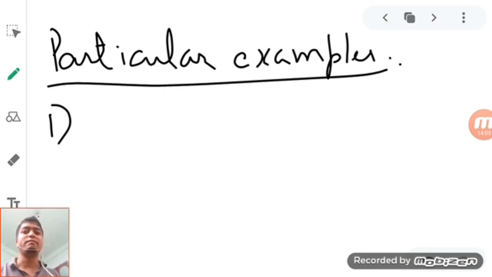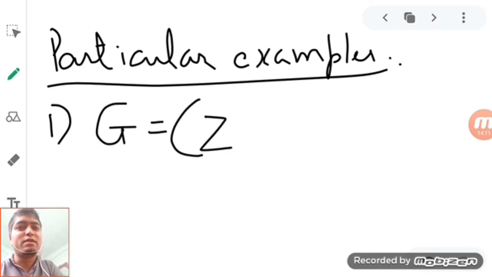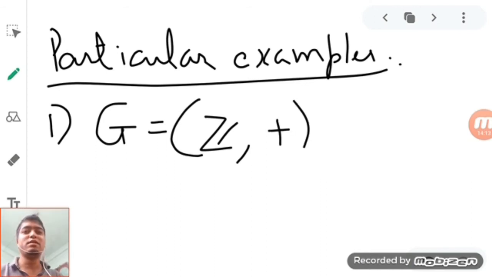Okay, the first one, for particular examples, I will take G equal to Z plus. This one is a group. We have already seen it with the identity to be 0 and the inverse to be minus a for the element a. And this group is abelian.